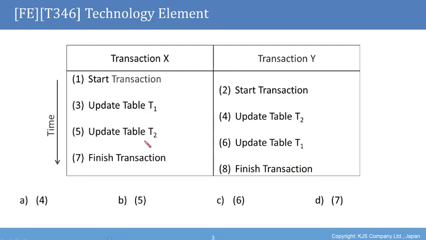Here is the table in question. With the time axis running downwards, we have transaction X and transaction Y. Firstly, the transactions are started, tables are updated, and the transaction is finished. The question is, at which point does deadlock occur? Is it at step 4, 5, 6, or 7?